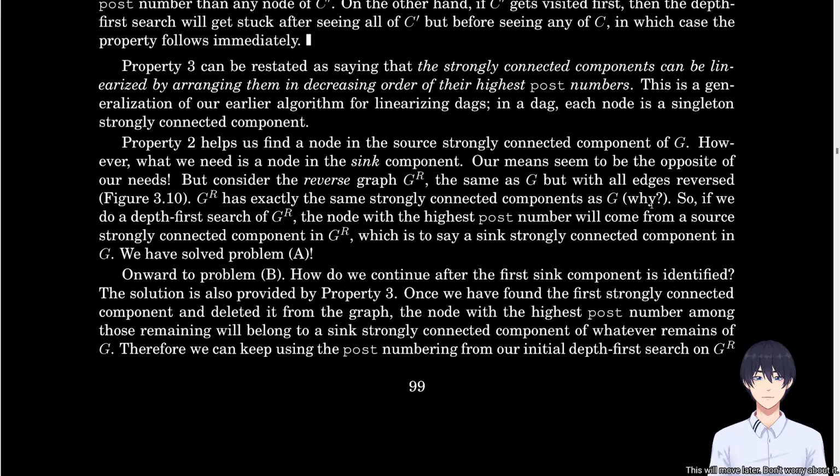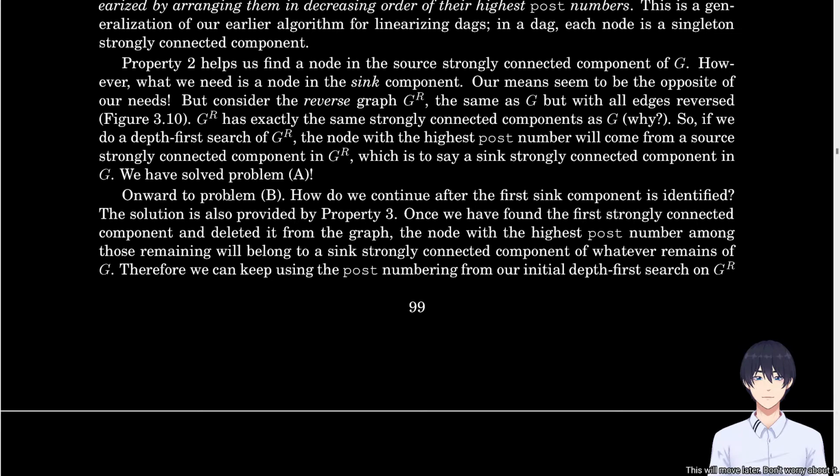Why? If there is a loop, you flip the loop around, it is still a loop. So if we do a DFS search of G reversed, the node with the highest post number will come from a source strongly connected component in GR, which is to say a sink in G. Fine. Yes. Now I forgot what problem B was. How do we continue after the first sink component is identified?